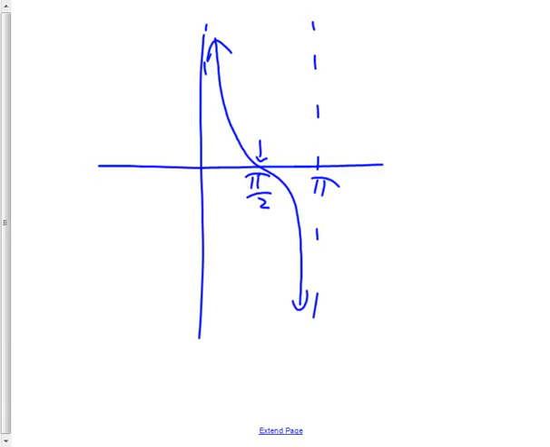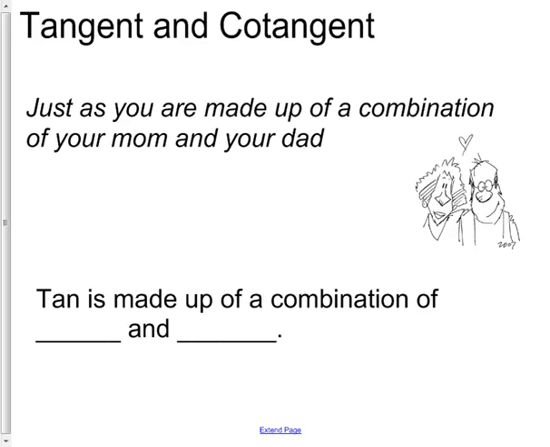All right. We covered a lot of stuff really fast, but it does get a little bit more complicated, but not too much. Let me go through a few more thoughts on this. Cotangent and tangent, just as you are made up of a combination of your mom and dad, their genes together made up you, tangent is made up of what? Sine and cosine. All right?